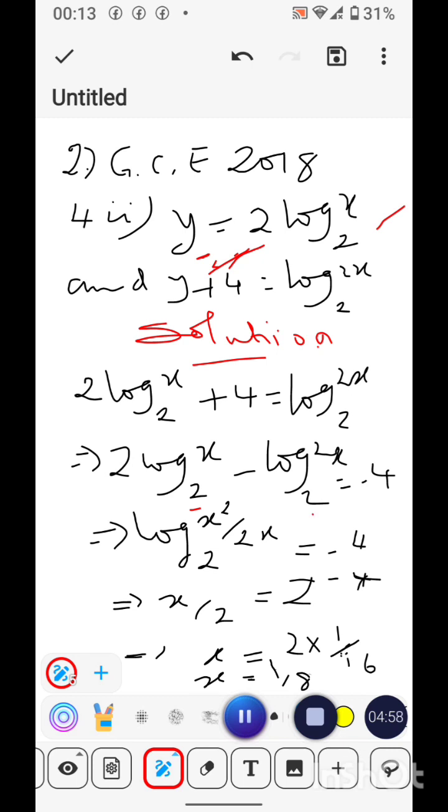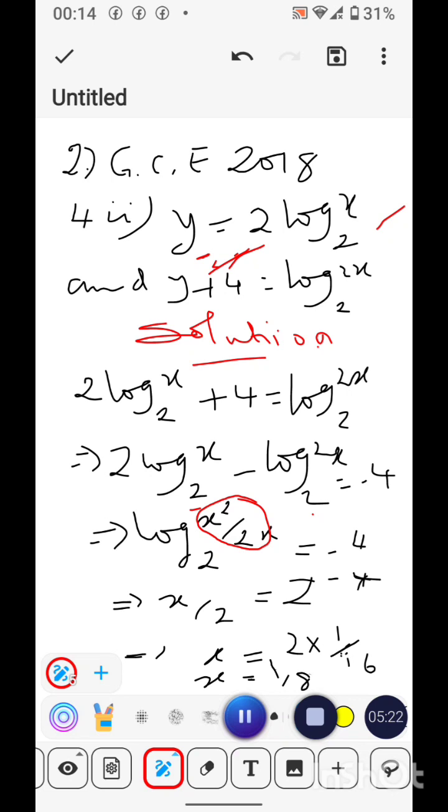Bringing them here, this is positive, when it comes here it's negative, right? Then positive 4 goes the other way, it is negative 4. Here it is base 2 subtraction, it means all of this will be written as log x squared over 2x, equal to negative 4.